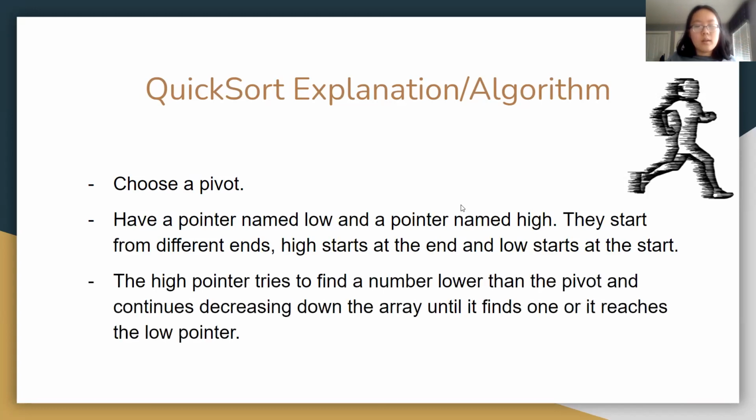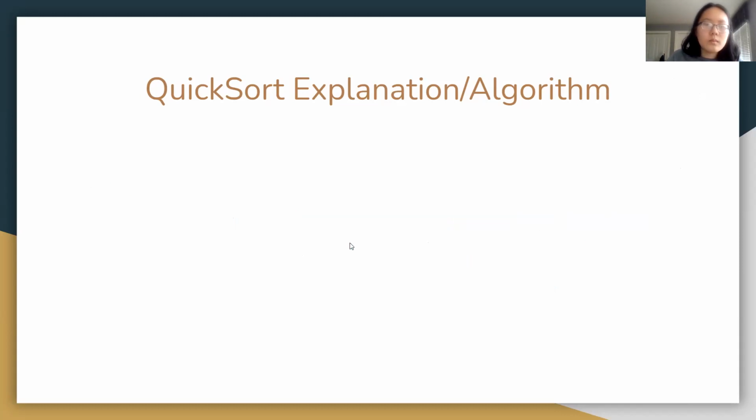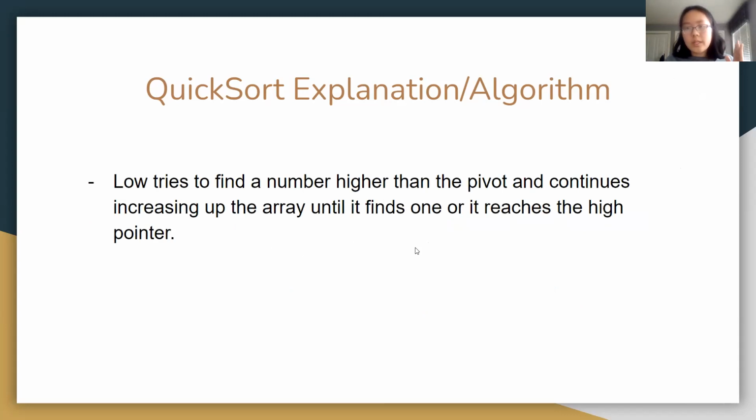Then the high pointer, which is at the end of the array, tries to find a number lower than the pivot. It continues decreasing down the array until it finds one or it reaches the low pointer. So the high pointer is trying to go down the array until it finds something that's lower than the pivot. The low pointer, which is at the start of the array, tries to find a number that's higher than the pivot. It continues increasing up the array until it finds one or it reaches the high pointer.